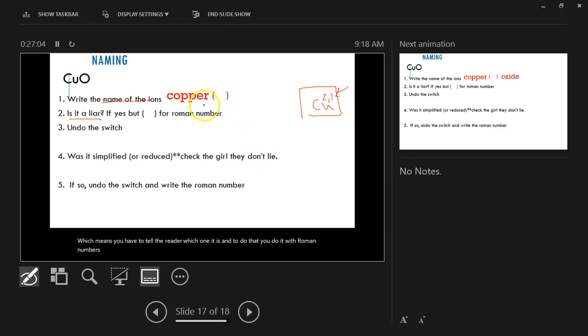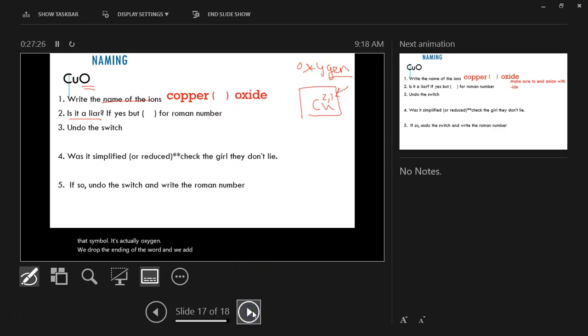So you're going to put parentheses. The second thing you do is you go look up what element has the symbol O. When you go look up that symbol, it's actually oxygen. And we drop the ending of the word and we add IDE. So it's oxide. That one you should know pretty readily since it's a very common compound and you've probably heard of multiple things with oxide in it. So copper was a liar.